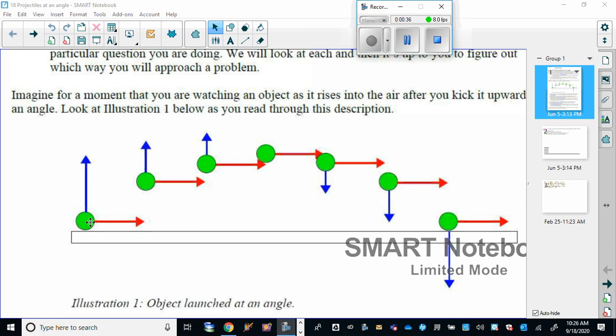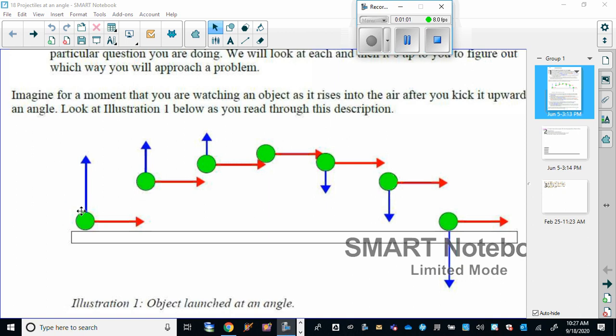So here's a soccer ball, for example. Here it goes. And you'll notice the red vectors this time are horizontal. And once again, they're exactly the same size throughout. The horizontal velocity remains constant. So if you're standing far away from this and you're measuring the horizontal velocity, it is constant velocity. Therefore, only the formula v equals d over t is applicable to the horizontal component.